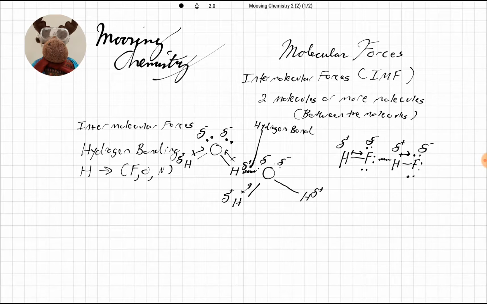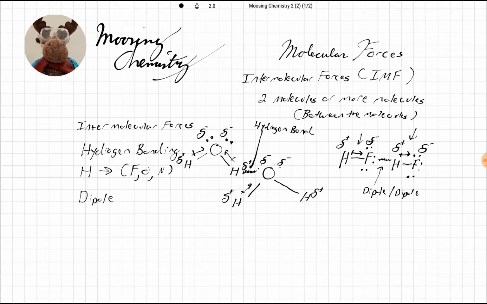Now, there are other bonds, and I'm going to put a dipole here. This is our dipole-dipole bond, and this is our second bond type. Dipole, and I'm going to write dipole again, because you have two dipoles. You have a dipole here, you have a dipole there. And that would be our second one. So it would be dipole-dipole.